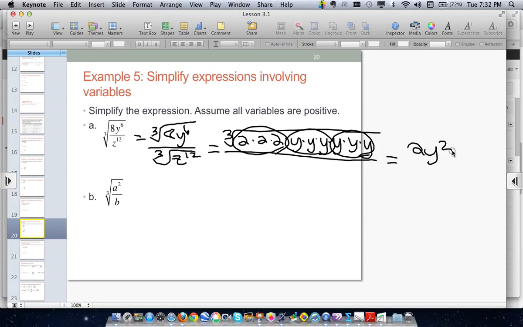Now also remember that we could rewrite this. So I'm going to do this for the denominator to show you another way of rewriting this.